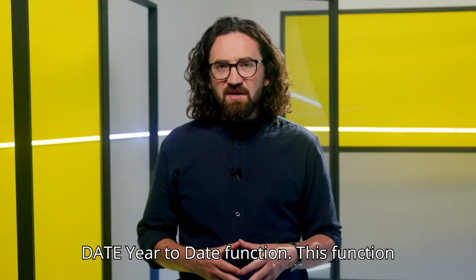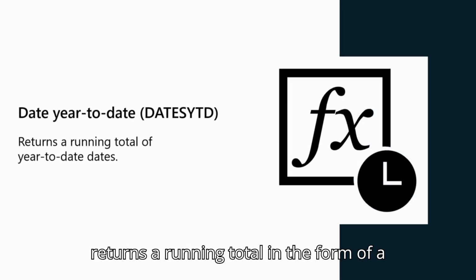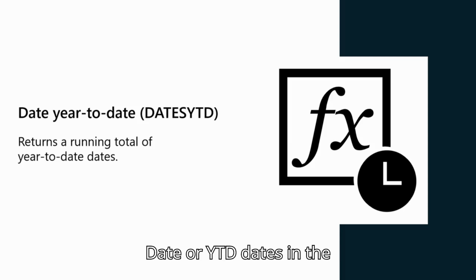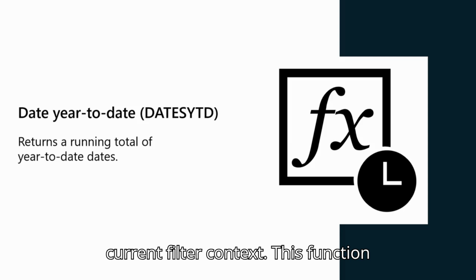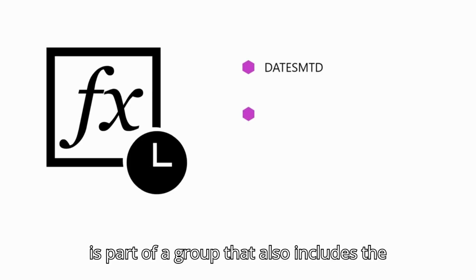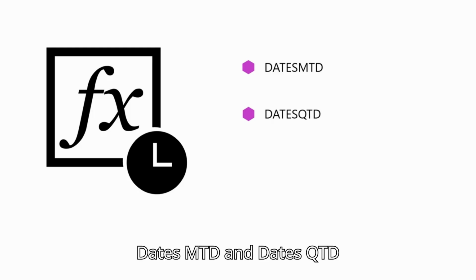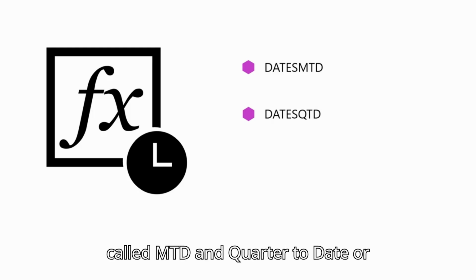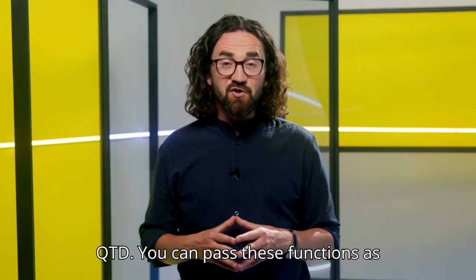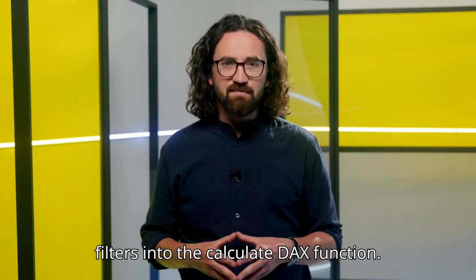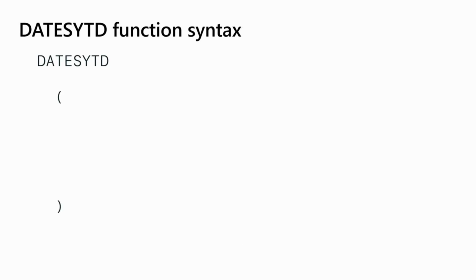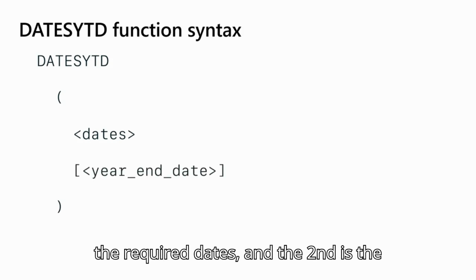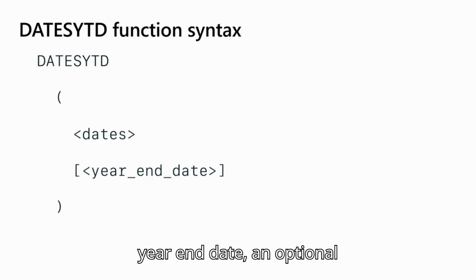Next, let's review the date year-to-date function. This function returns a running total in the form of a single column table containing year-to-date or YTD dates in the current filter context. This function is part of a group that also includes the dates MTD and dates QTD DAX functions for month to date, also called MTD, and quarter to date, or QTD. You can pass these functions as filters into the calculate DAX function. The syntax contains 2 arguments. The first is dates, the column containing the required dates, and the second is the year-end date, an optional parameter.